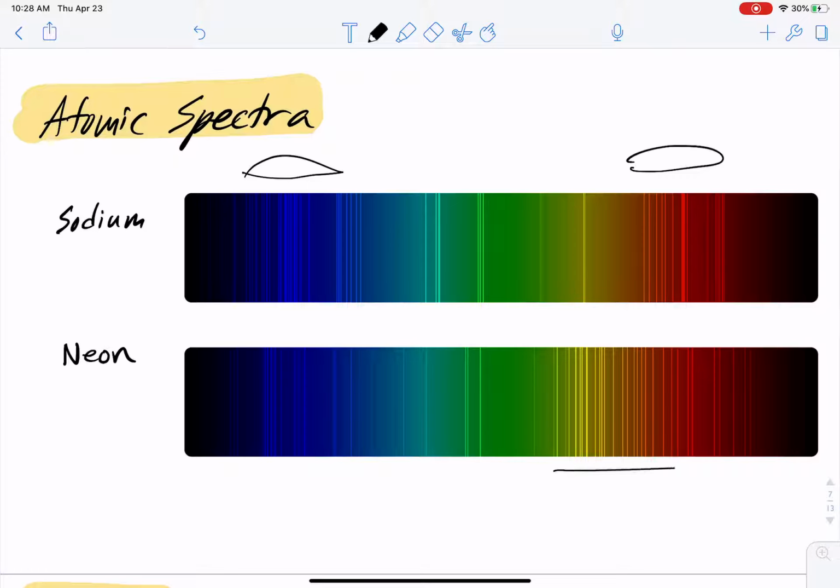Whereas in the neon, which you know a neon sign is very red, you can see that these are all very bright. There are blue lines and green lines, but they're dim in comparison. So the overall redness of a neon sign is because of this predominance of lines up here in the red and yellow.